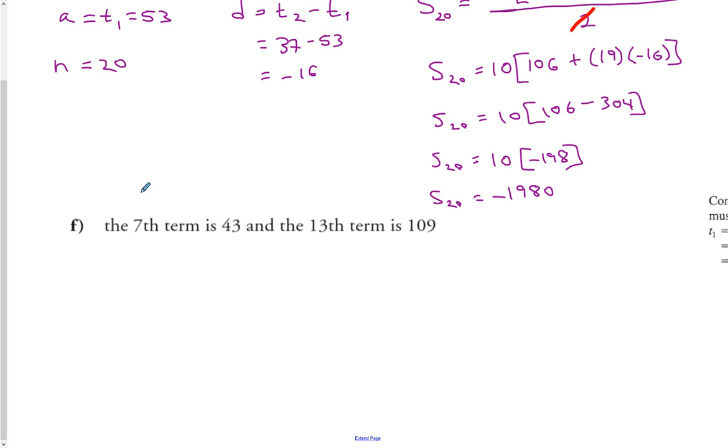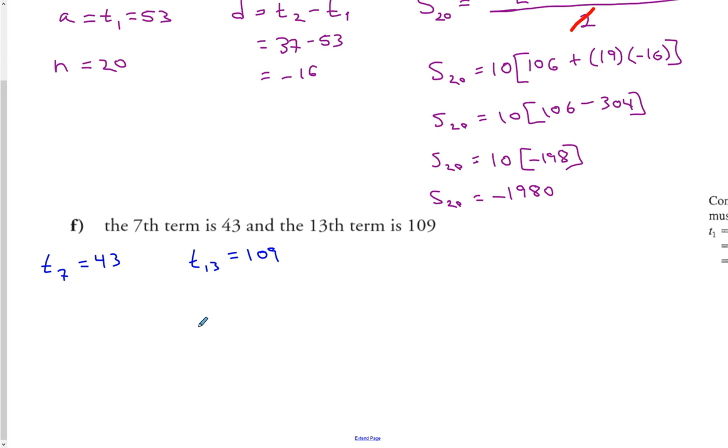All right, we're looking at our number F. 7th term is 43 and the 13th term is 109. So we're going to write down what we know. We know that the 7th term is 43 and we know that the 13th term is 109. So we know those two terms, and that's going to allow us to figure out everything else we need to know about it. So we can say how many jumps are there between 7 and 13.